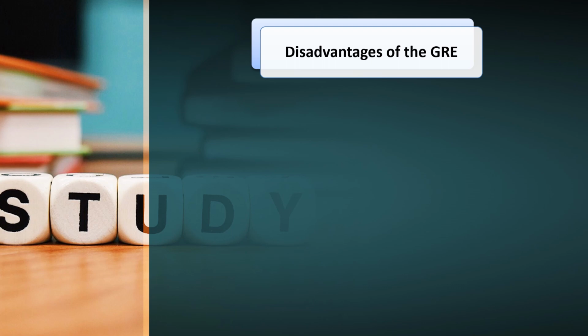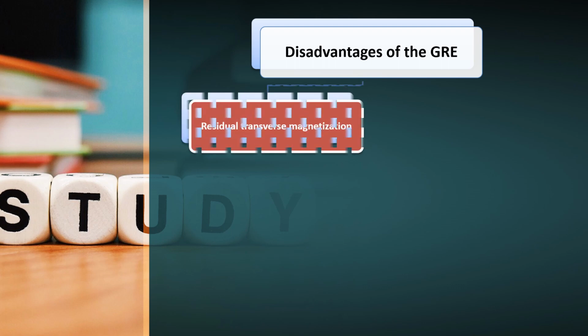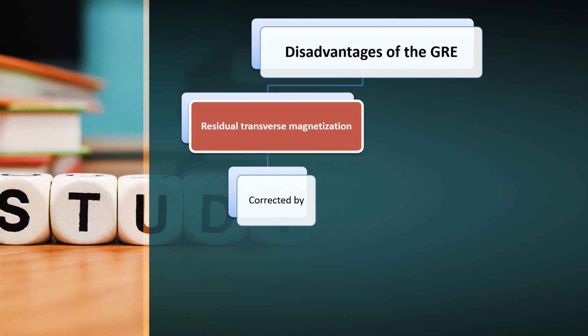Gradient sequence has two main artifacts. The first one is called residual transverse magnetization, which decreases the contrast resolution of the image, especially on T1 images, and it is corrected by applying a modified technique called spoiled gradient echo sequence. This sequence has a shorter scan time than the conventional gradient and minimizes the effect of the residual transverse magnetization.